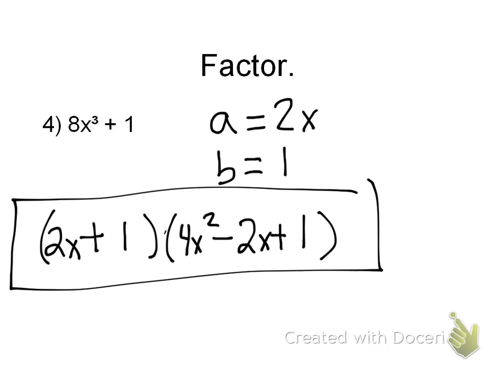Again, if you double distribute here to check your work, all the middle terms will end up canceling out. And you'll end up right where we started at 8x to the third plus 1. Questions?